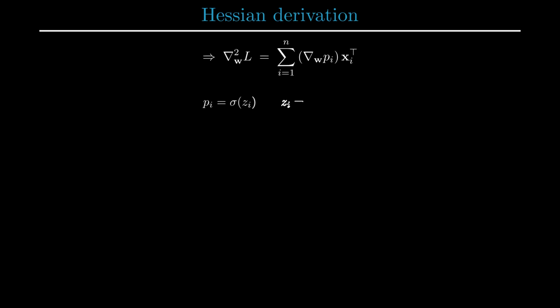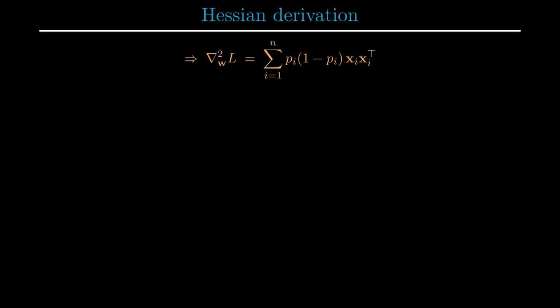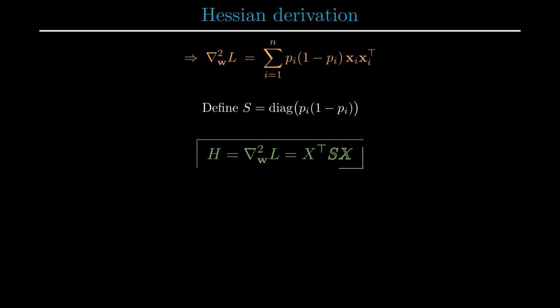The key term is how the sigmoid's output changes with the weights. This turns the Hessian into a weighted sum of outer products of the inputs. In matrix form, this becomes a very compact expression. Because this matrix is always positive semi-definite, the loss is convex. That means logistic regression has a single global minimum, no local traps.